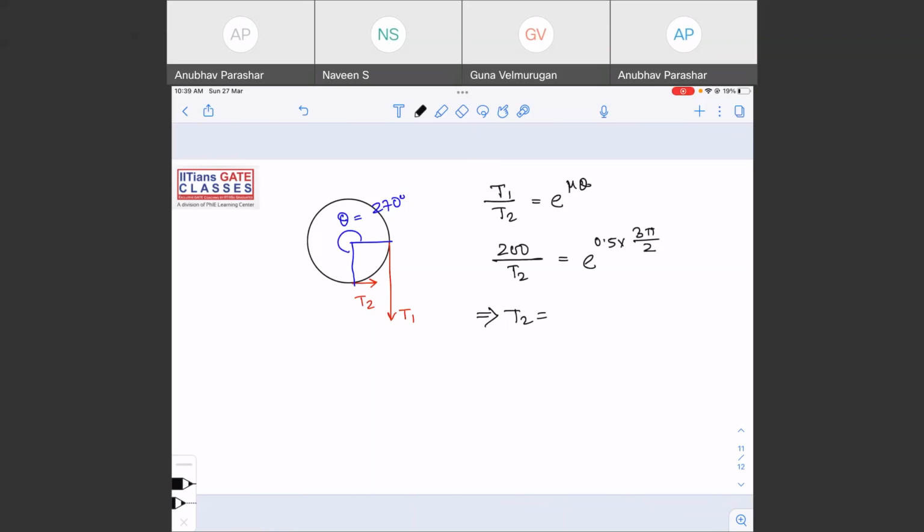Okay, 200 divided by e to the power 0.5 into 3 pi by 2. So T2 is coming out to be 18.96 Newton. Let me cross check it once again.